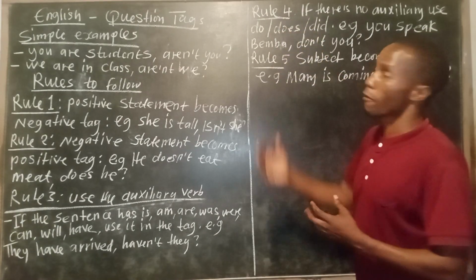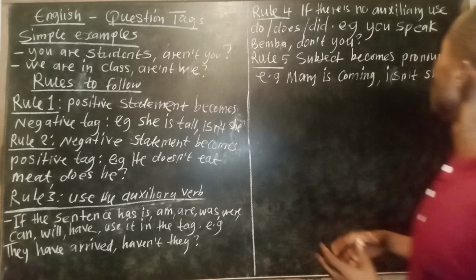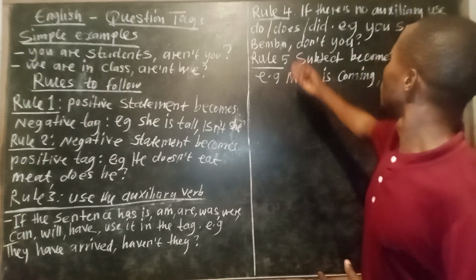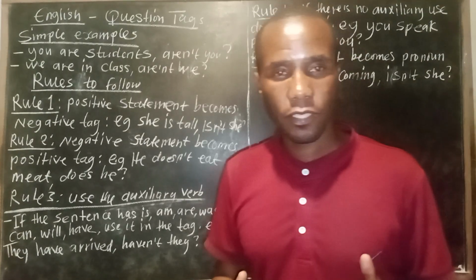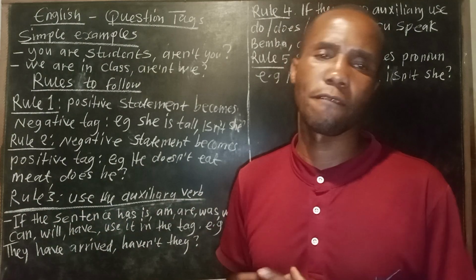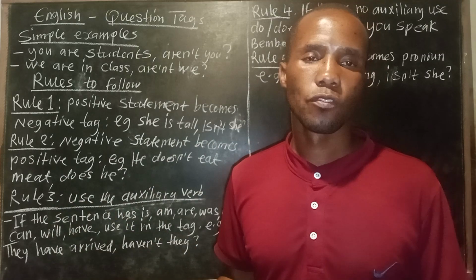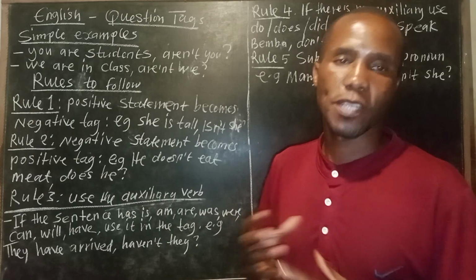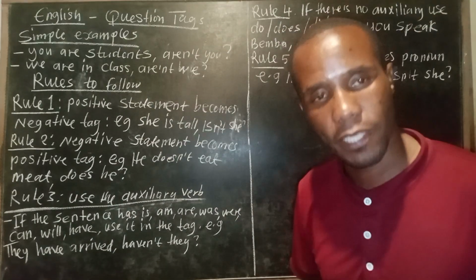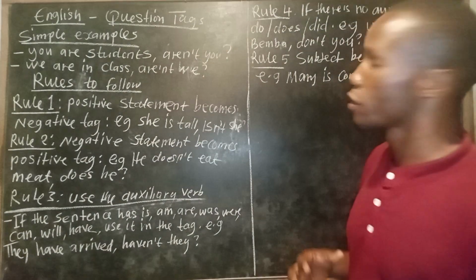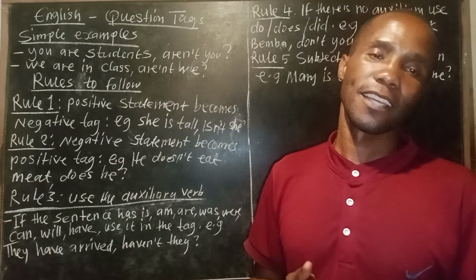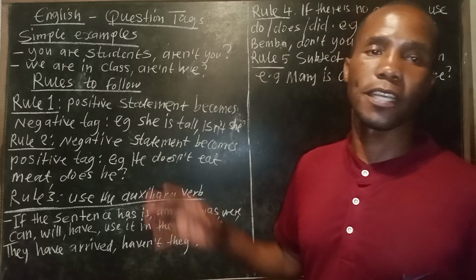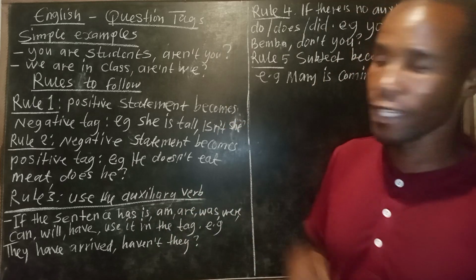Then let's go to rule number four. If there is no auxiliary verb, use do, does, did. There are some sentences where there is no auxiliary verb, no helping verb. If you don't have one in that particular sentence, then you want to write the question tag using do, does, did. These are some of the words you can use. If there is no auxiliary verb, just use do, does, or did.